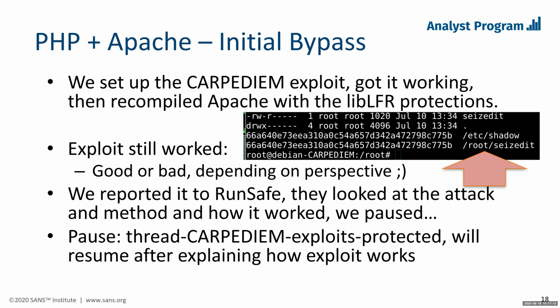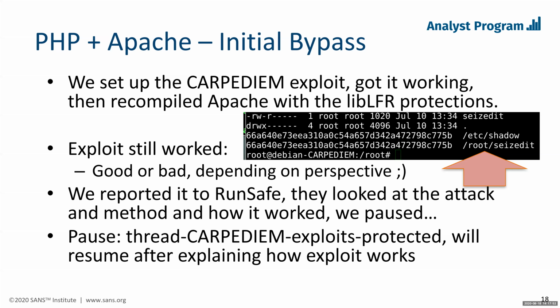And then I took the helper script that comes with Alkemist, compiled the Apache again, launched the exploit, and it still succeeded. And I was sort of like, I don't think that's what they were going for. And so I talked to RunSafe. I sort of dug down into it in terms of how it was working. They looked at it further and realized that the Apache component was not actually being protected.